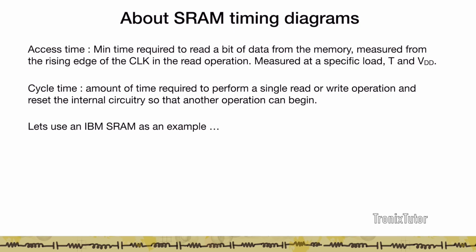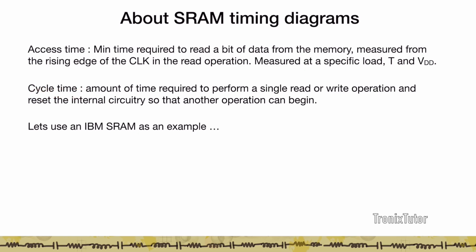A few important times that you would look at in an SRAM data sheet. The first one is known as the access time, and the access time is the minimum time required to read a bit of data from the memory, and it's normally measured from the rising edge of the clock in the read operation. And when you measure these times, they're normally measured for a specific load, for a specific temperature and VDD. So if your operating conditions are different, make sure that you characterize the SRAM for that particular process condition.